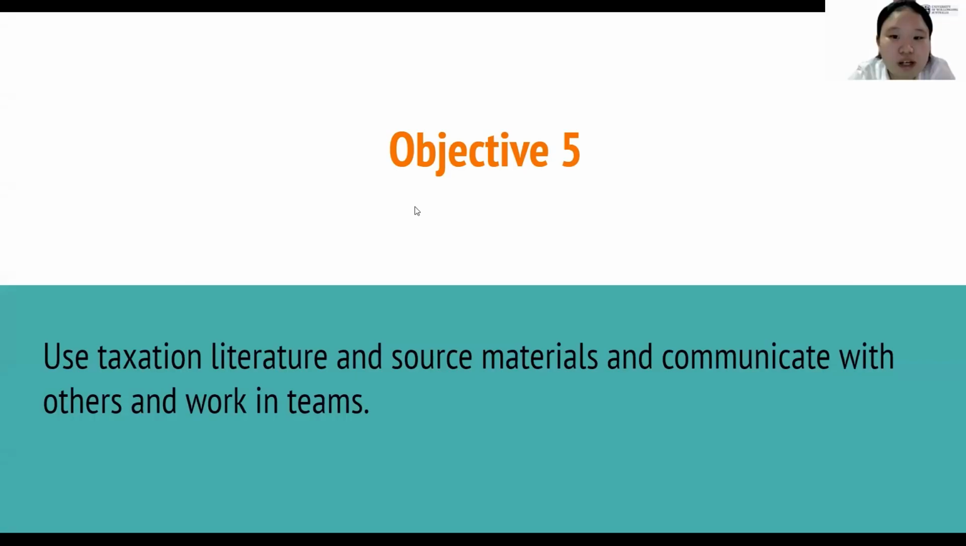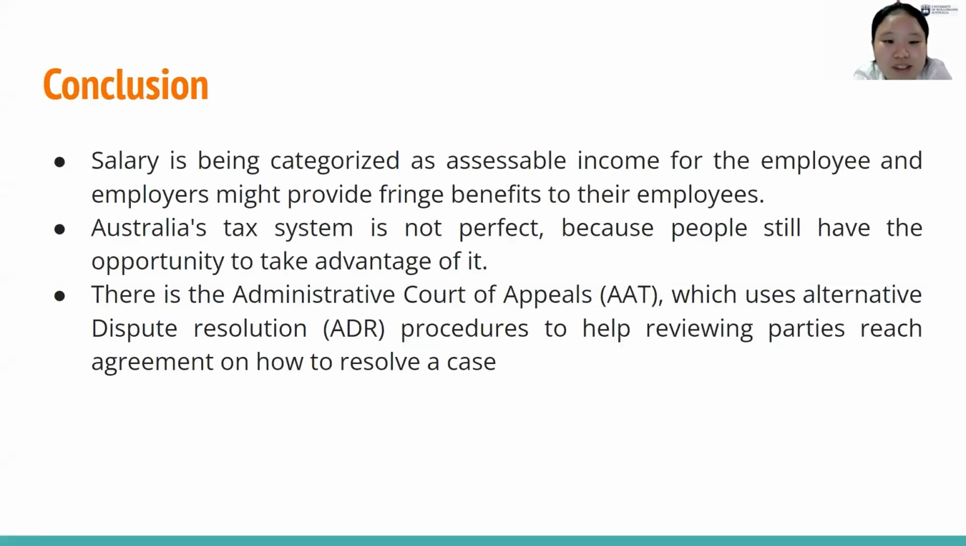Thank you, Kanusha. Now I will present the summary of Objective 1 till Objective 4. Next slide, please. In conclusion, residents that have been recognized as Australian for tax purposes will be taxed on income earned from all sources. Assessable income consists of ordinary income and statutory income. Salary is categorized as assessable income for the employee, and employers might have to provide fringe benefits to their employees. Fringe benefits will be treated as non-assessable, non-exempt income, so the employees do not have to pay tax on it, but employers will be charged fringe benefits tax, and employers can also claim an income tax deduction based on the FBT they have paid.